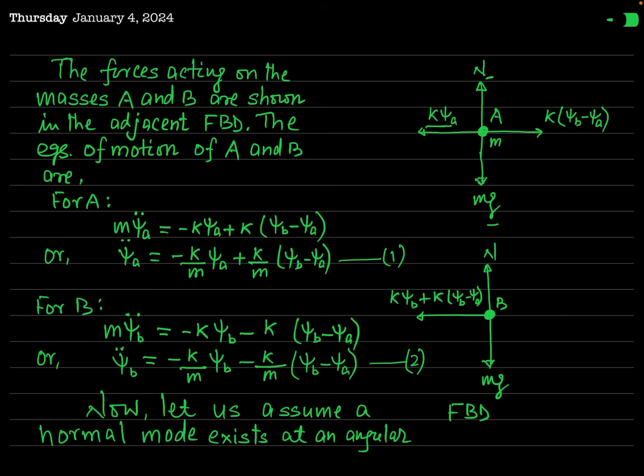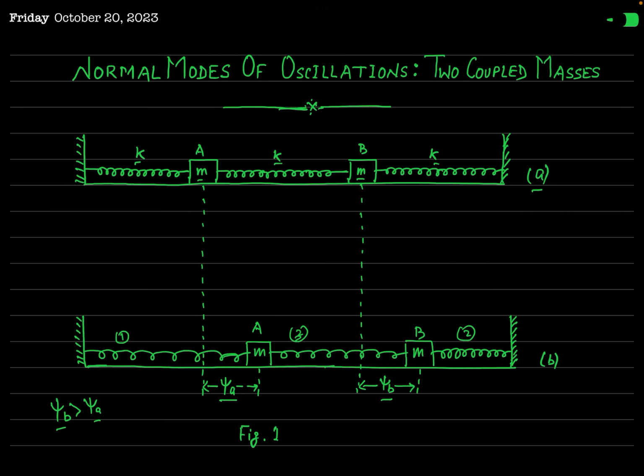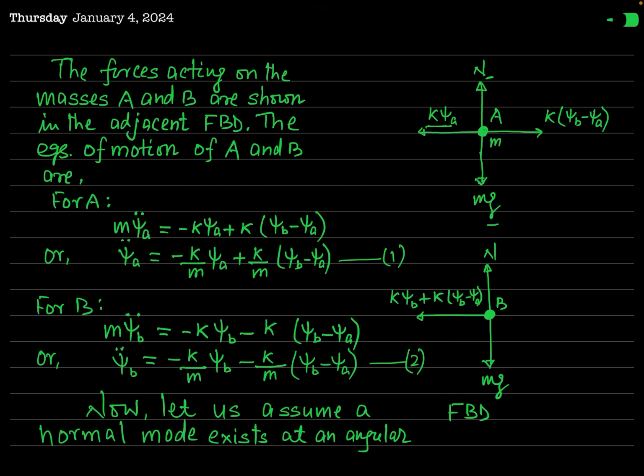But as you know, this spring number 2 has been compressed because psi B is greater than psi A. The displacement of A is psi A and that of B is psi B, and psi B is greater than psi A. So the net compression of this second spring will be equal to psi B minus psi A, and the force exerted by that spring on it will be k times (psi B minus psi A), and this force acts in the rightward direction.